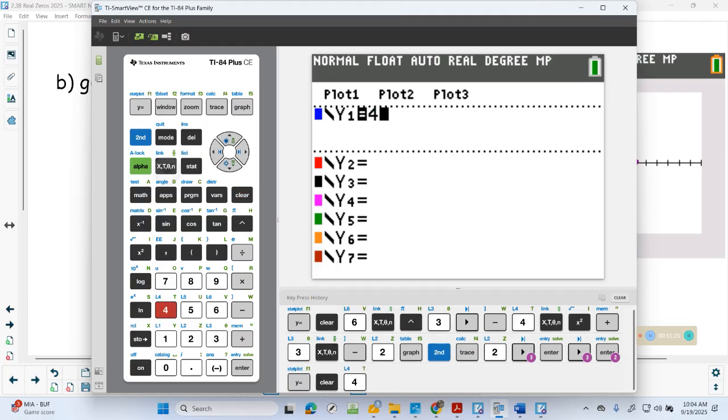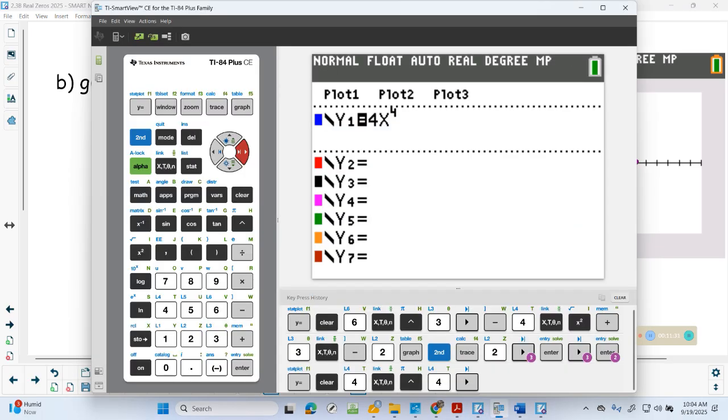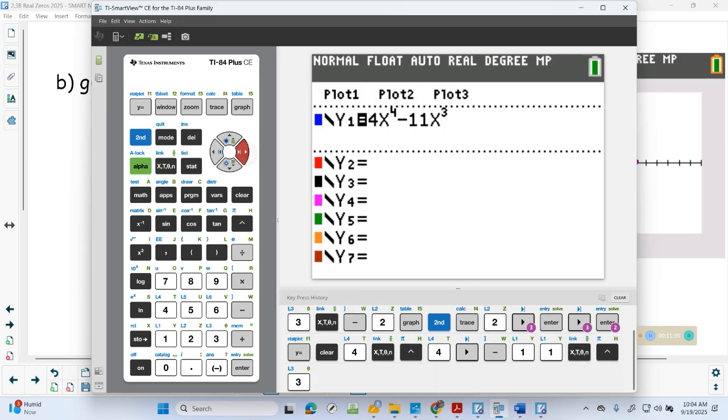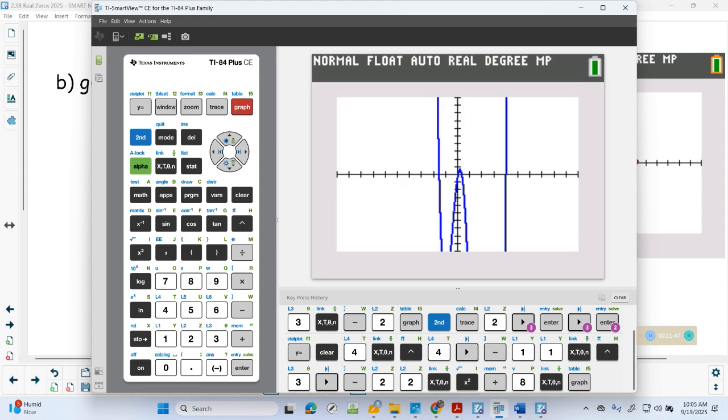So punch this one in. 4x to the 4. What do we got? Minus 11x cubed. Minus 22x squared. What's our last one? Let's see. So there's the graph. We already saw it.